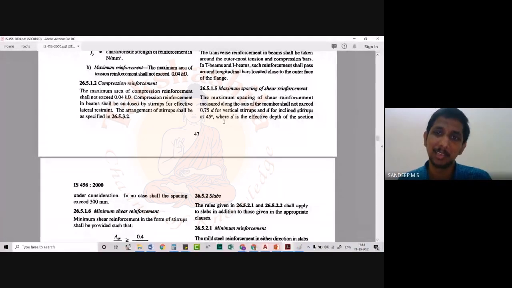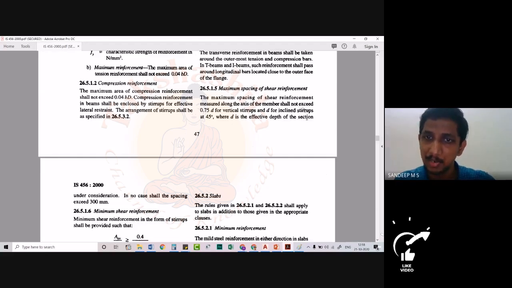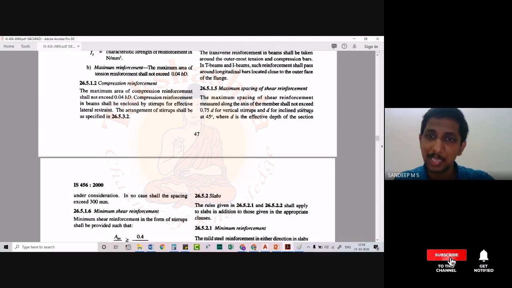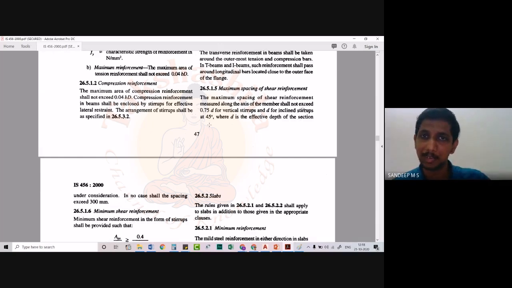So again, I have taken this from this clause itself, that is, maximum spacing of shear reinforcement. We have already performed the shear design and the maximum permitted shear reinforcement. Let's see what we have here. The maximum spacing of shear reinforcement measured along the axis of the member shall not exceed 0.75D for vertical stirrups and D for inclined stirrups at 45 degrees. So we have already seen that we have different provisions for providing shear reinforcement. It can be vertical, it can be inclined, and we can also utilize bent-up bars.